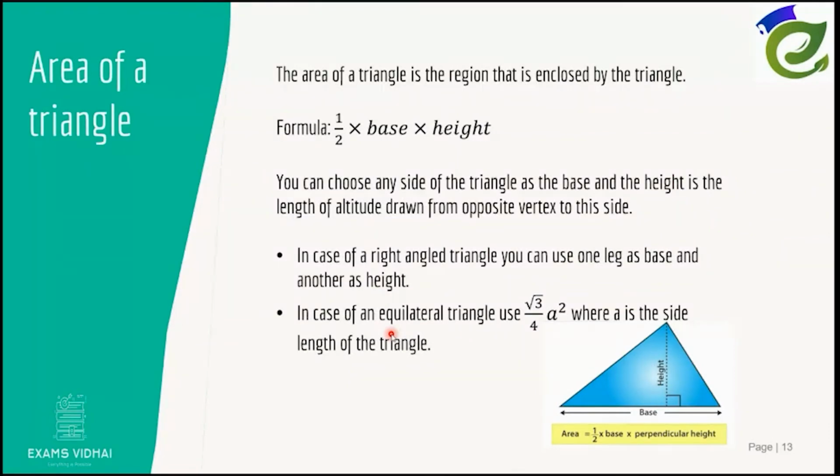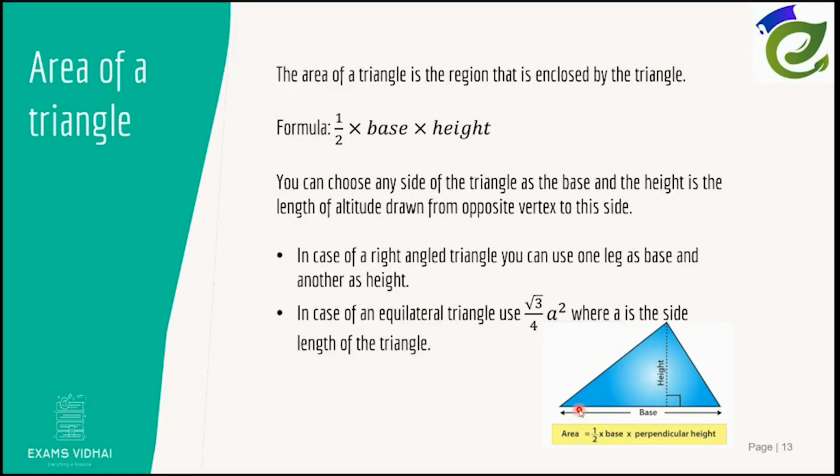This gets us to the last topic in our presentation, which is area of a triangle. Now, area is nothing but the region enclosed by this triangle, and the units of area will be meter square or centimeter square or foot square. The formula for calculating the area of a triangle is half times base times height. So look at this triangle over here. All the blue shaded part will be the area of this triangle.